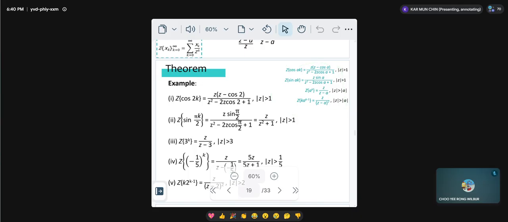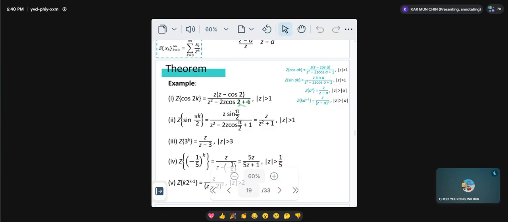So Z transform of cos 2k. This is what you need to refer to. So 2 is A, so A equals 2. Now you know A equals 2, so you just copy Z bracket Z minus cos A, where A is 2 here, and over Z squared minus 2Z cos A, so A equals 2, plus 1.